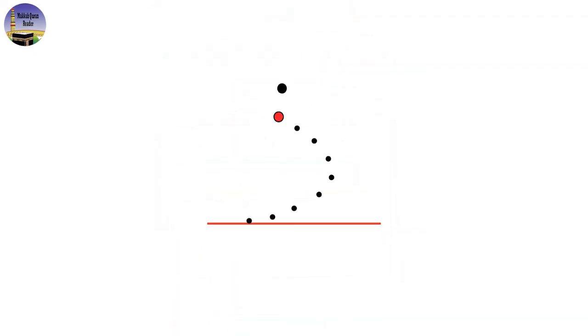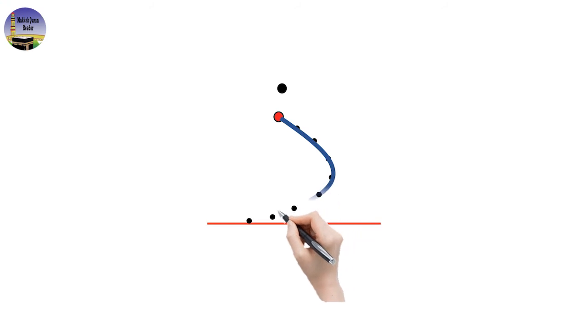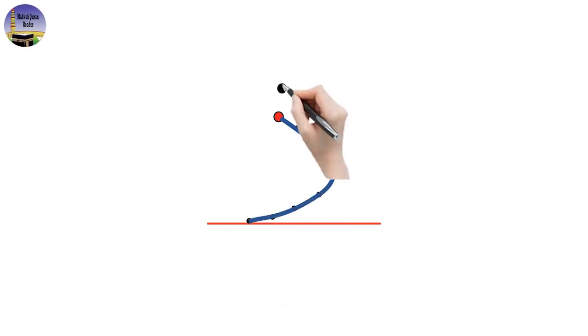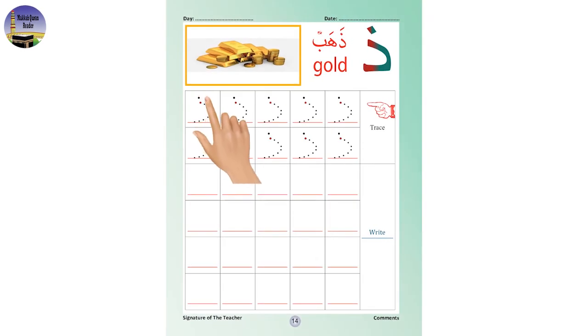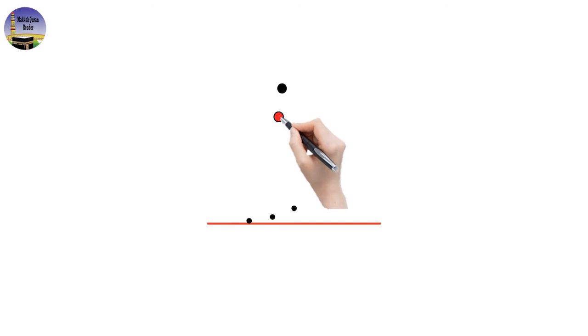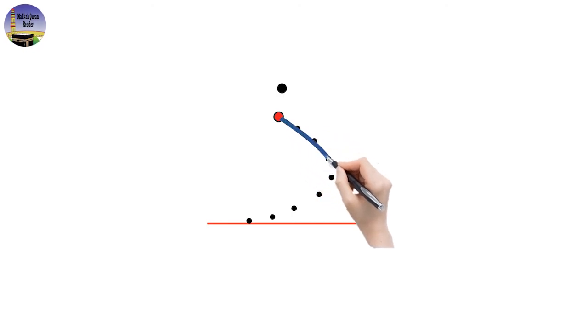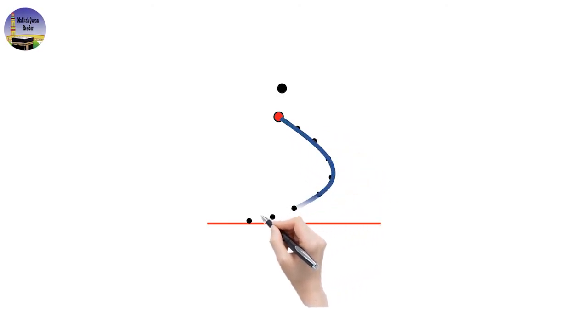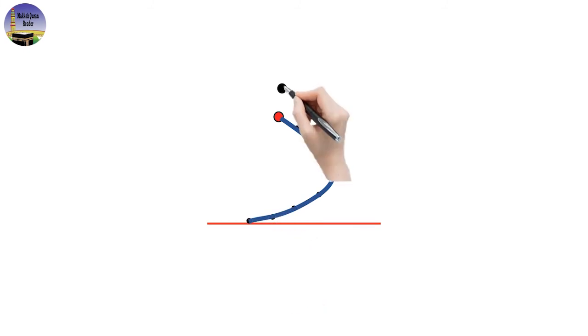Fourth one. Start from the red dot. Then slide down. Make a big curve in the left. And touch the red line. Give one dot above the letter. Fifth one. Zal. Zal for Zahabun means gold. Start from the red dot, slide down, make a big curve in the left and touch the red line. Give one dot above the letter Zal.